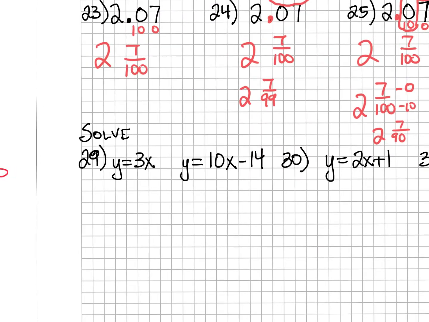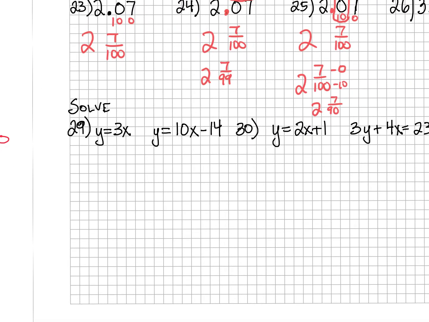All right, finally, y equals 3x, y equals 10x minus 14. To solve this system of equations, if we know y is the same thing as 3x, then we can plug in 3x for y and do the same equation. We move the 10x over and make it minus 10x. And we get negative 7x equals negative 14. You can solve it from there.